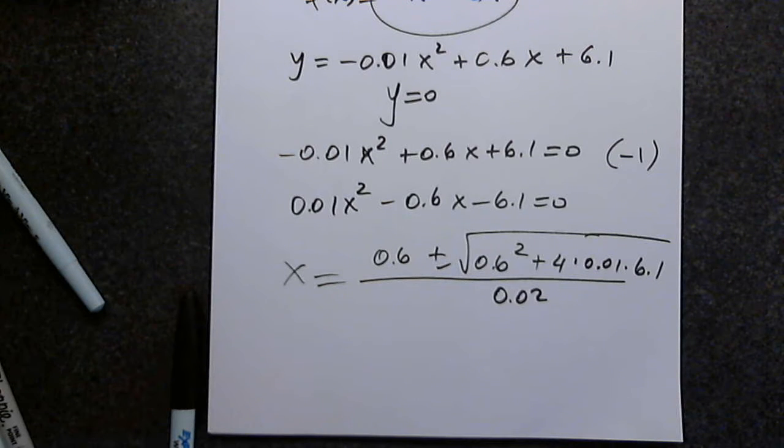So, leftmost point, parentheses for the top, 0.6 plus the square root, in parentheses again, 0.6 squared, and then plus 4 times 0.01 times 6.1, close the parenthesis, go outside, close another parenthesis, and divide by 0.02. Let's see what I get. So the answers are not integers.